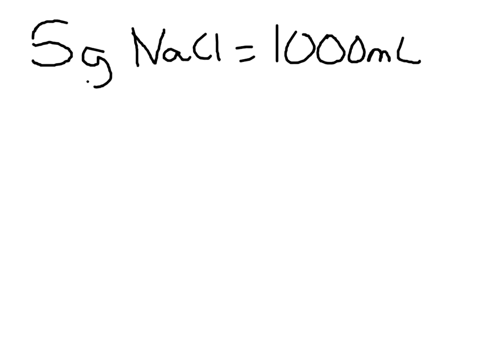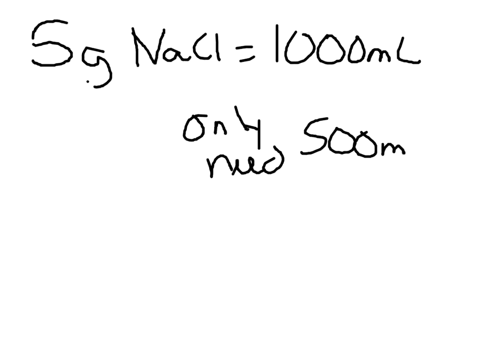Now, this right here would be a ratio problem that we would do, okay? So the 5 would go into 1,000 and so on and so forth. What makes this a proportional problem is that we're going to need additional information. We only need 500 milliliters of solution. So we have 1,000, we only need 500. Okay? So the question is, how much sodium chloride is going to be needed for that?